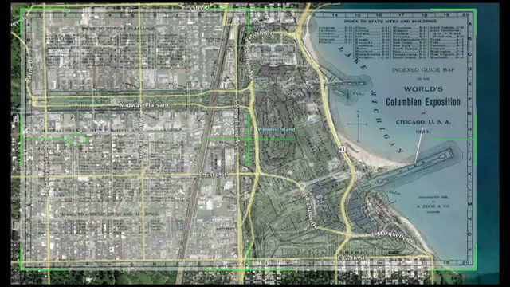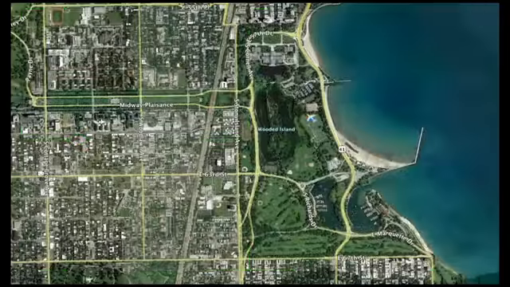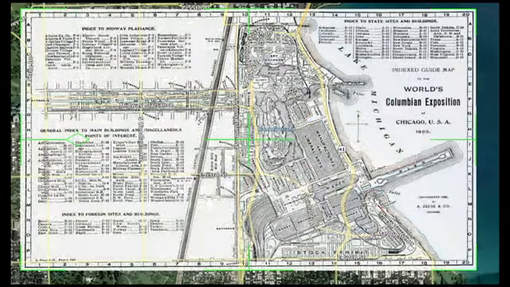Now we've got the image placed as good as we're probably going to get it. You can see that we're lined up with the streets, the Museum of Science and Industry, and the water behind it.